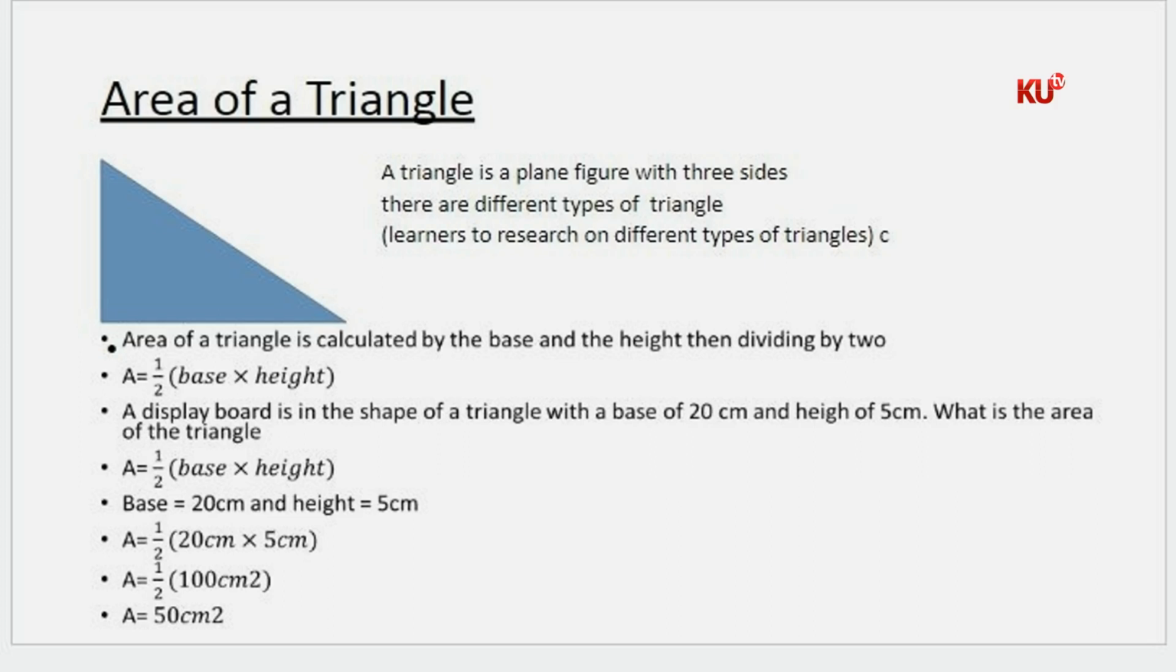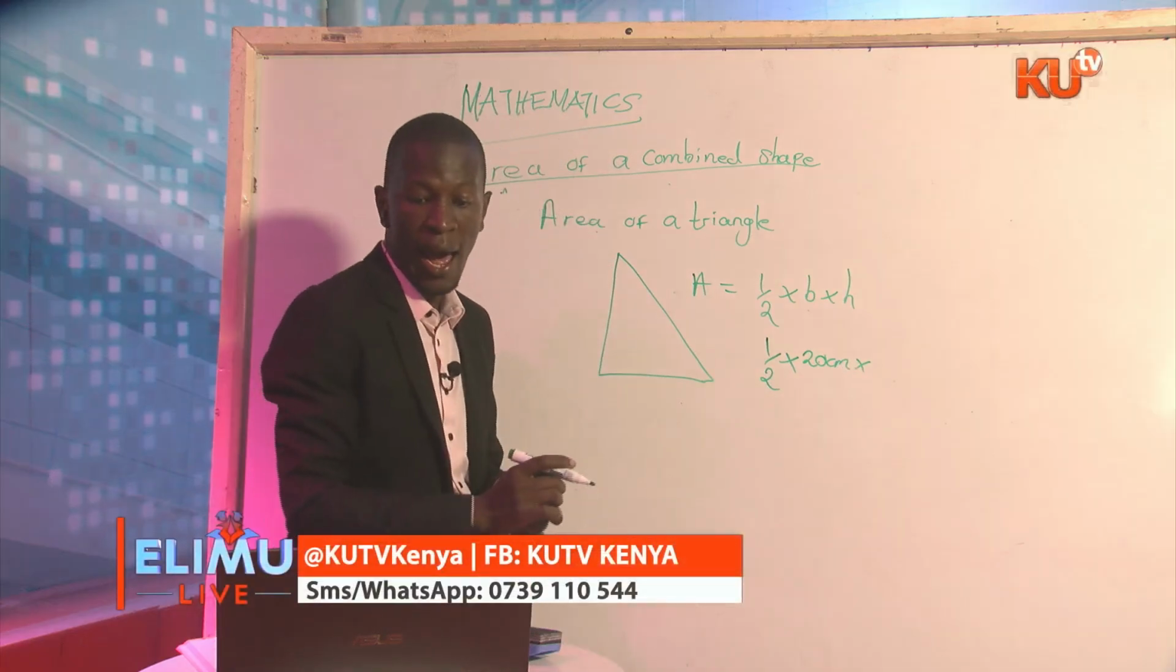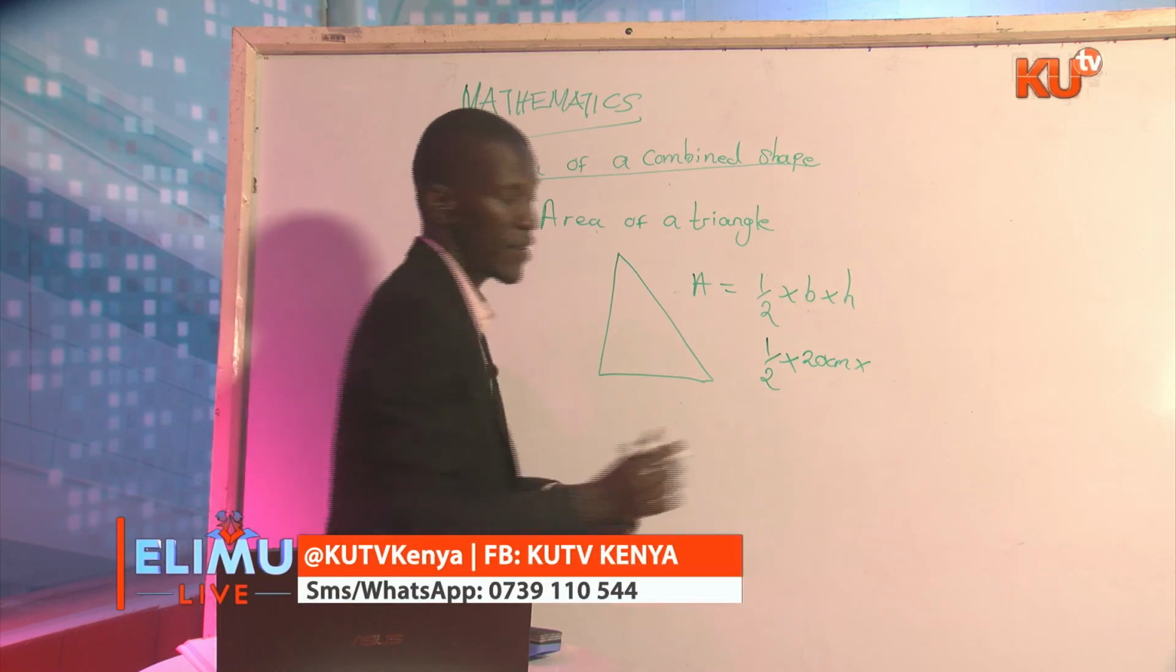Then there is a question there for us. A display board is in the shape of a triangle with a base of 20 centimeter and a height of 5 centimeter. What is the area of the triangle? So for us to find that area, we shall write the formula which is there, a half times base times height. The base is 20, so we substitute, say a half times base. Our base is 20 centimeters times height. Our height is 5 centimeter.